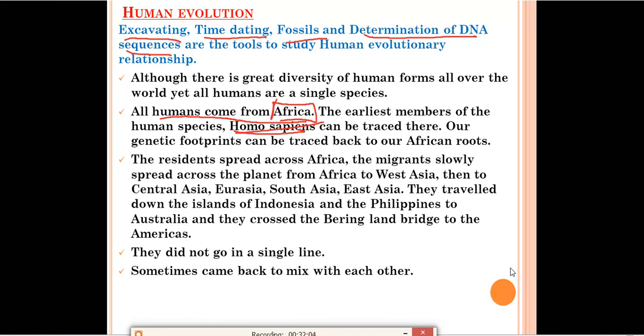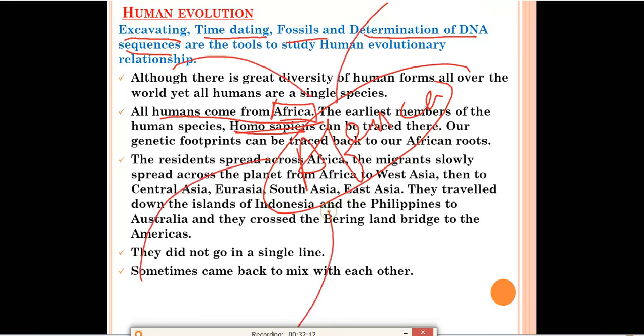So what happened? From Africa, people moved to different parts of the world and spread over there. Because of environmental conditions, they look different. Their skin tone is different, and their height and all is also different because of the environmental conditions. But we all have evolved from the same species, that is Homo sapiens.